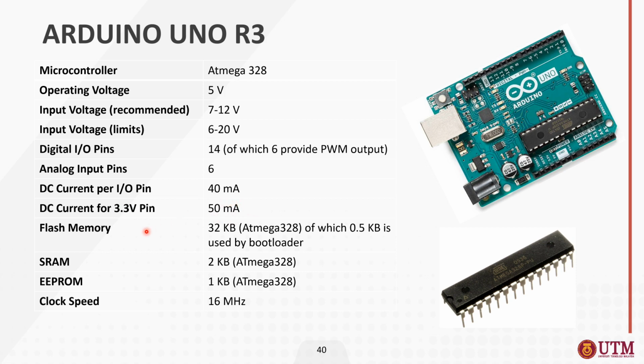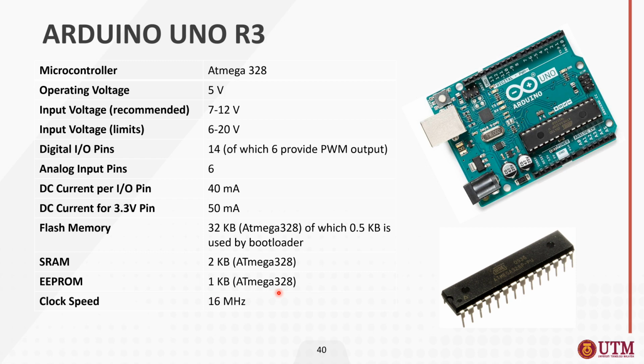The flash memory that it has is 32 kilobytes, which is inside the Atmega 328. Of the 32 kilobytes, 0.5 kilobyte is already used by the bootloader. So you can program up to 32 kilobytes of program. For static RAM, it has 2 kilobytes, which is also in the Atmega 328. And then EEPROM, you also have 1 kilobyte, which is likewise in the Atmega 328.